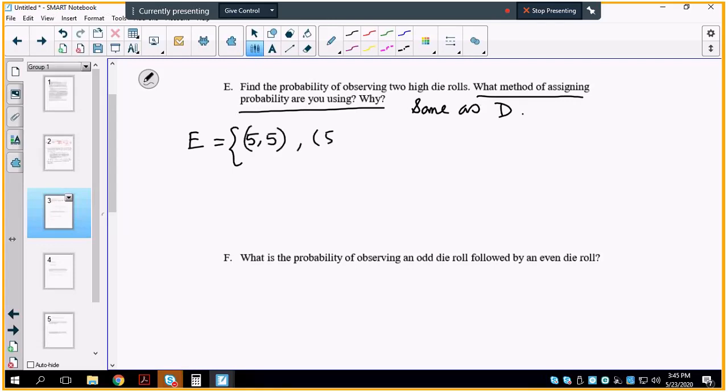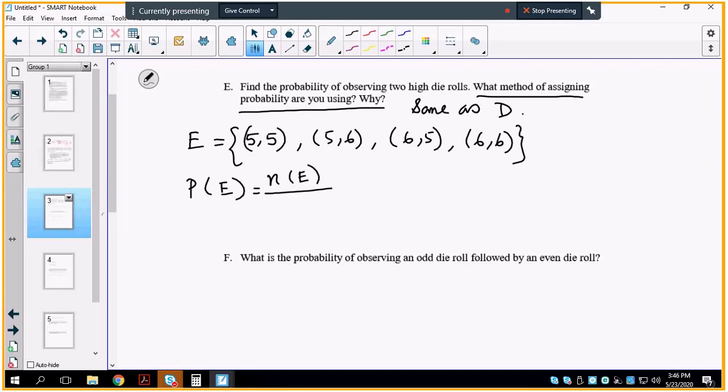It can get 5 and 6. You can get 6 and 5, or you can get 6 and 6. These are the 4 possibilities. So the probability of this event is the number of elements in the event space over the number of elements in the sample space. So it's 4 over 36. We can write it as 1 over 9, or in decimal form, rounded to 4 decimal places. If I do 1 over 9, I'm going to get 0.1111, rounded to 4 decimal places.